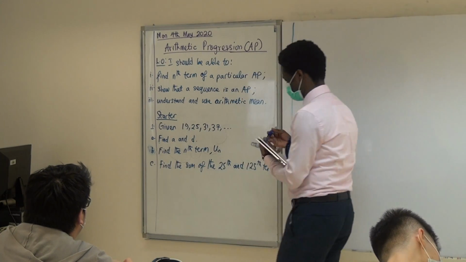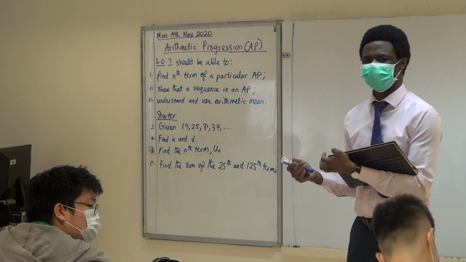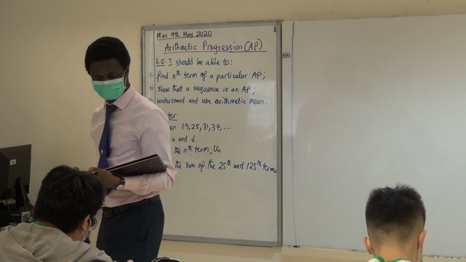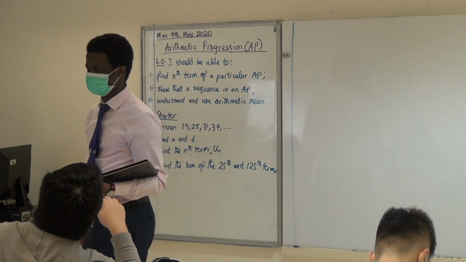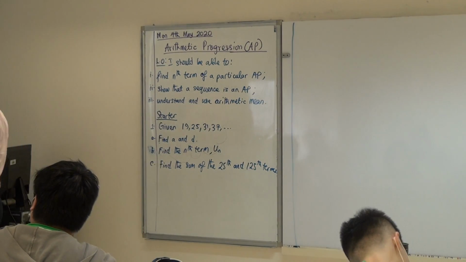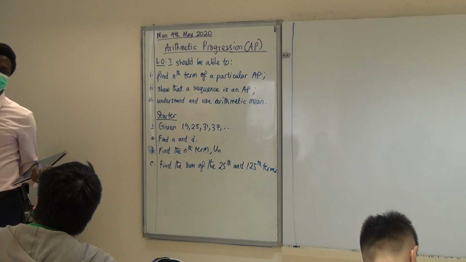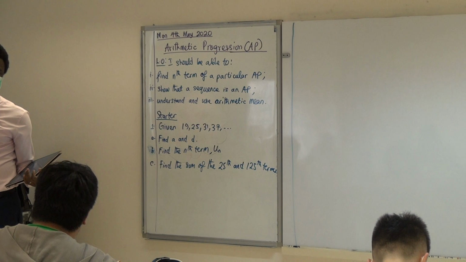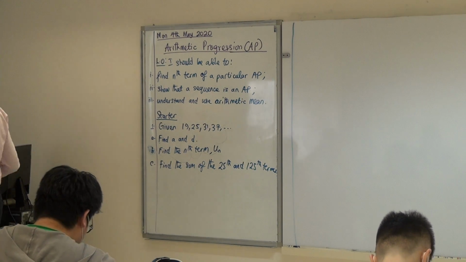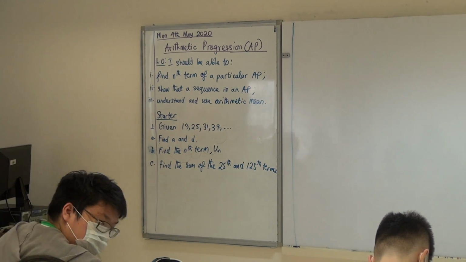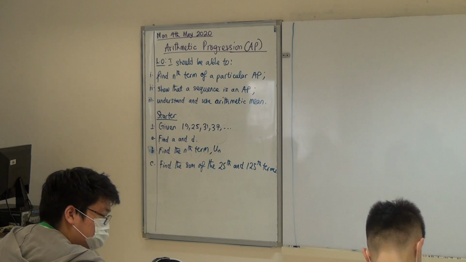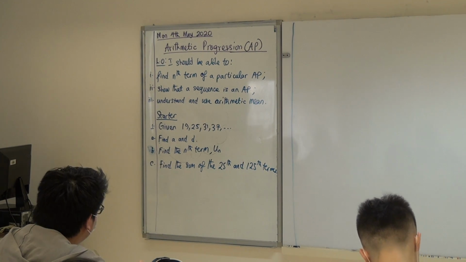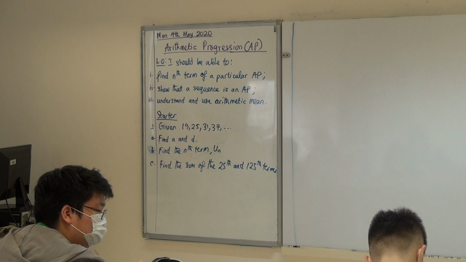A and D, can somebody remind him? A and D, what do they mean? Check your notes. Did you write a note? I wrote. Come on. This is what I don't like. Get serious with this stuff. I don't want to remind you. Yeah, Justin, remind us what A and D means. A is the first term of the sequence, and D is the common difference. Thank you.